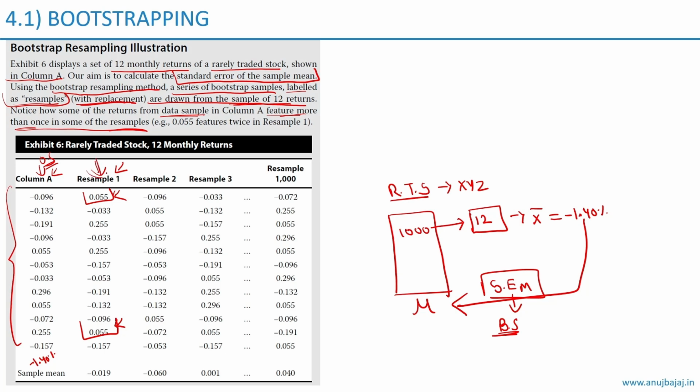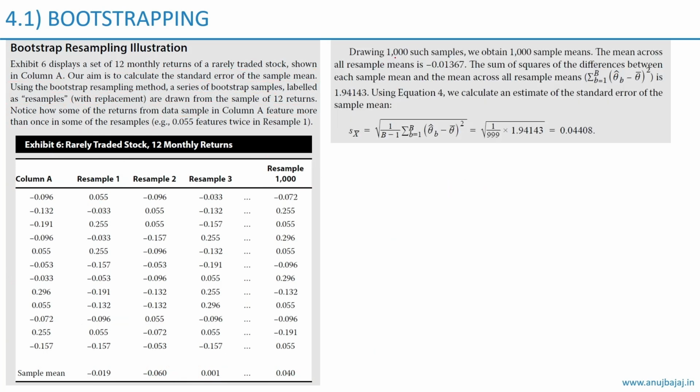So from the original sample, we have 1000 resamples and we have 1000 sample means. So the standard deviation of these sample means, that is, the standard deviation of the bootstrap sampling distribution, will be equal to the standard error of the sample mean. So now let us find the standard deviation of these bootstrap sample means. Drawing 1000 such resamples from the original sample, we obtain 1000 bootstrap sample means, and we have the standard deviation of the bootstrap sample means.